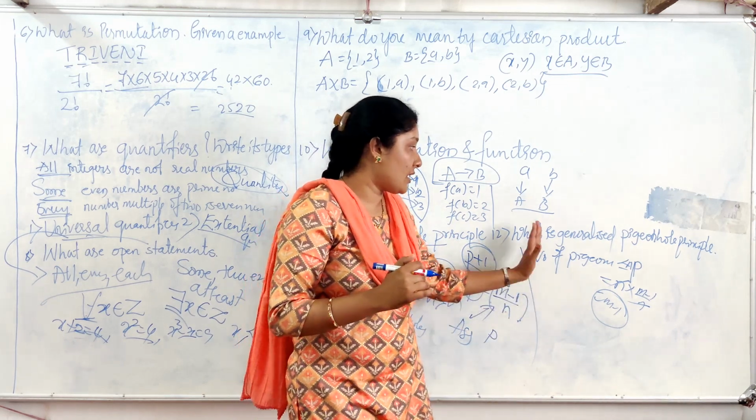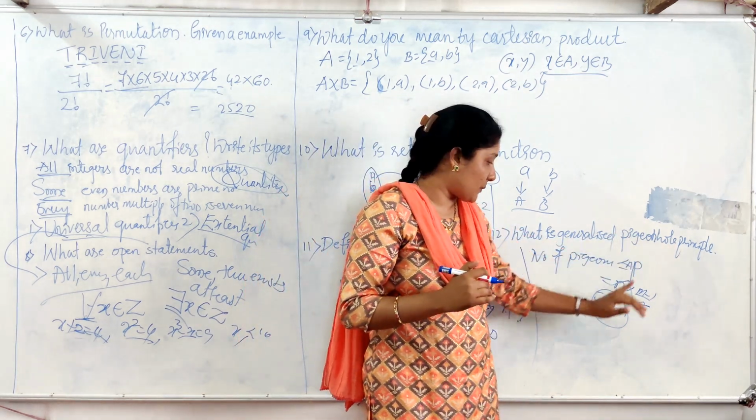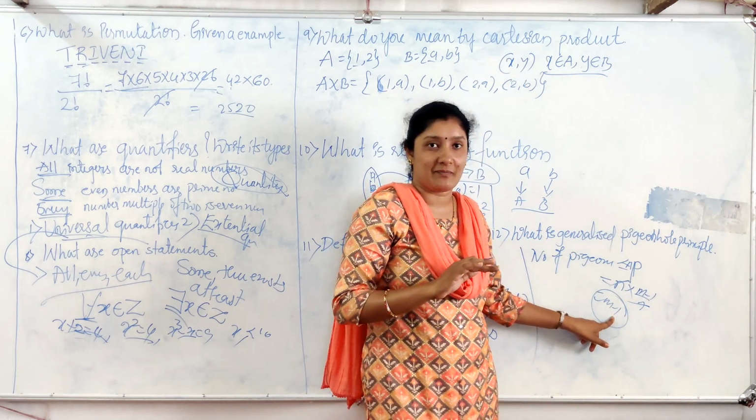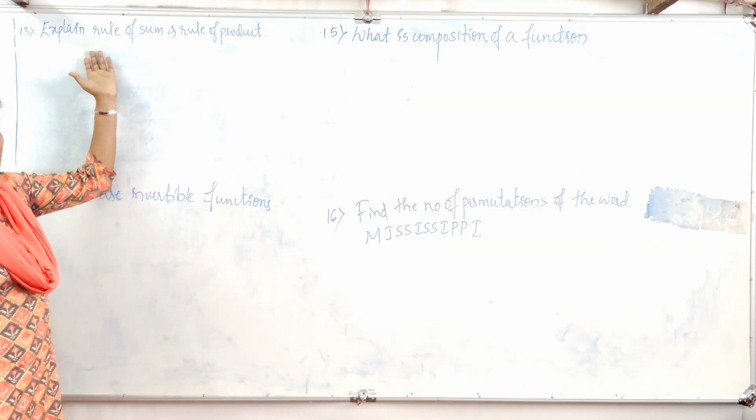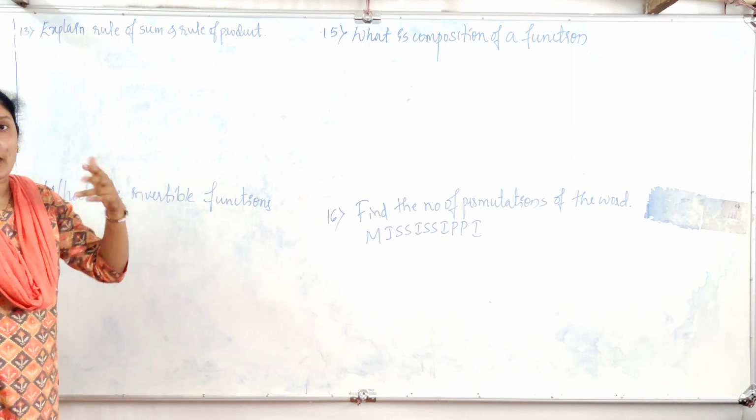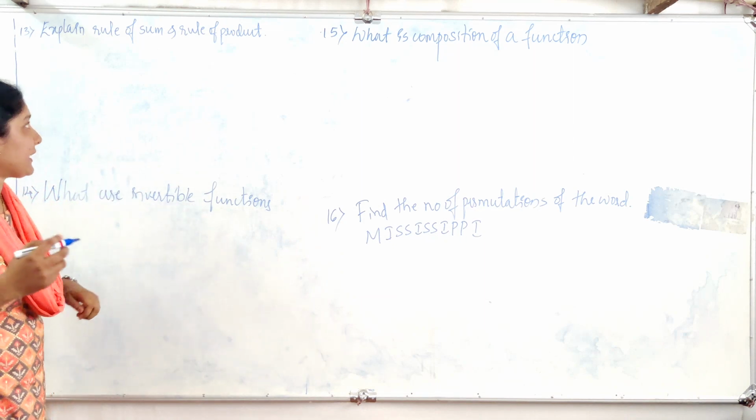But as per the generalized pigeonhole principle, it is M minus 1. Okay. Explain the rule of sum and rule of product, which we have already explained.